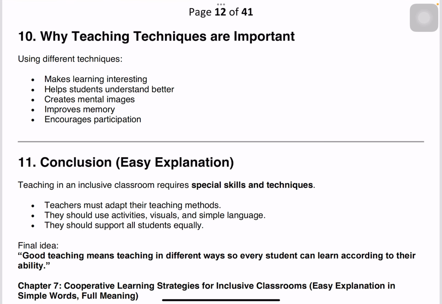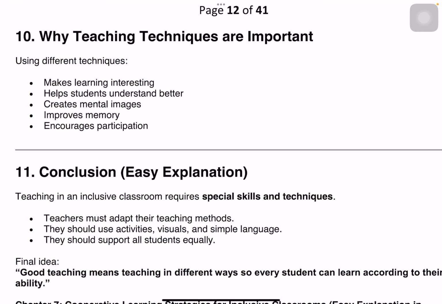Why teaching techniques are important. Using different techniques makes learning interesting, helps students understand better, creates mental images, improves memory, and encourages participation.